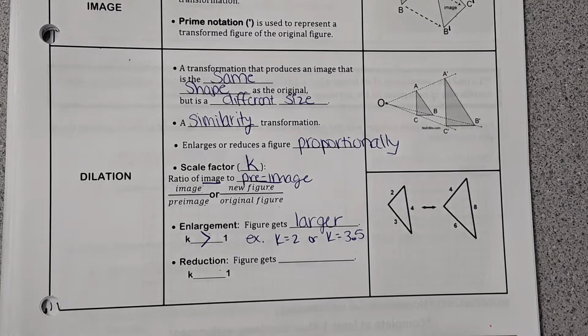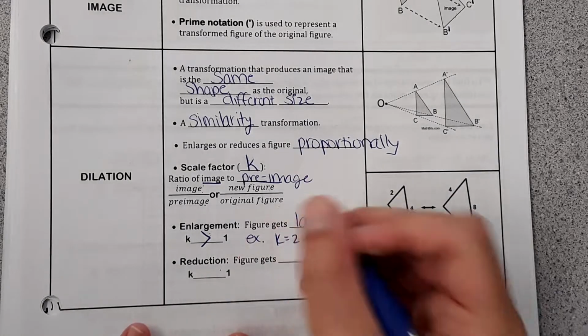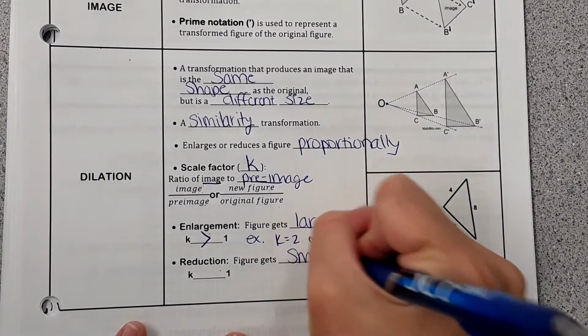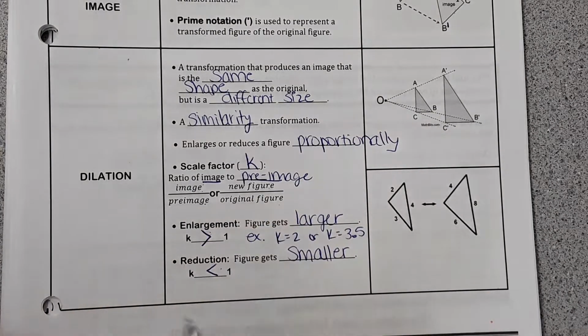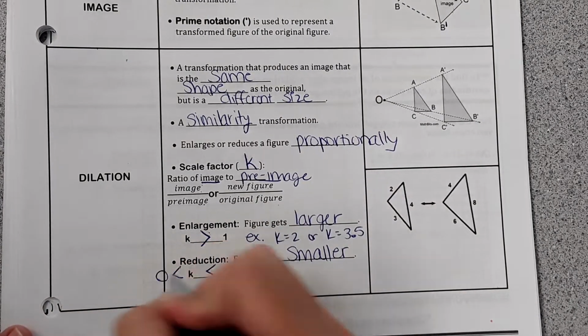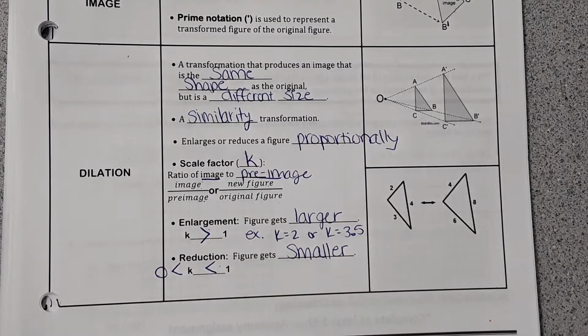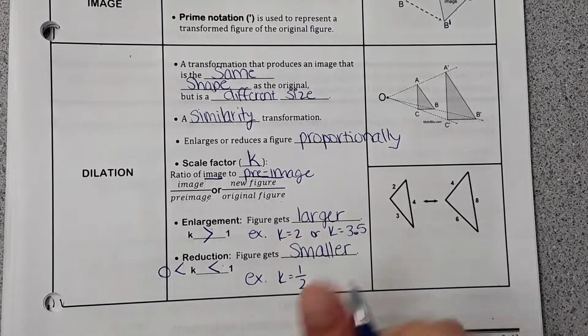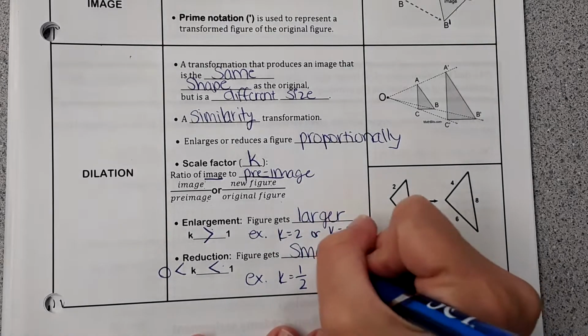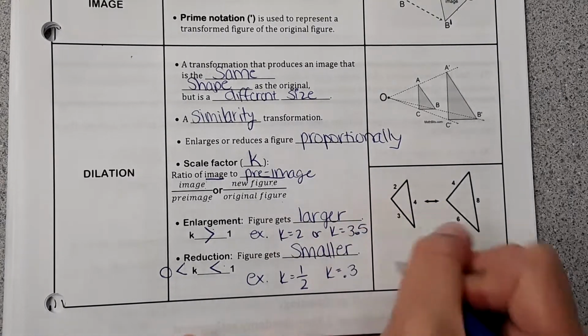And then reduction, as you may predict, is when a figure gets smaller. When you have a reduction, k is less than 1. It's also greater than 0. So k would be in between 0 and 1. So for example, k might be 1/2, like it's half the size of the original. k might be 0.3.